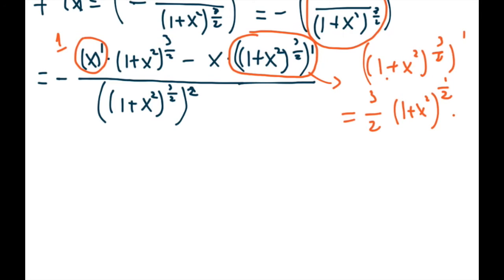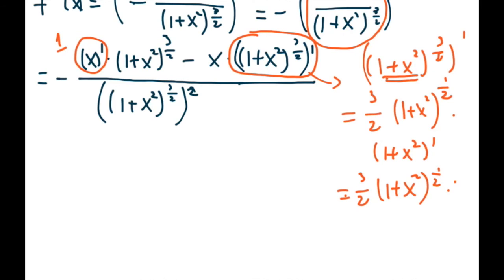And then we can see this inner part is another function in terms of x. So we're going to take the derivative of 1 plus x squared, and then combine everything together. It is 3 halves times 1 plus x squared to the power of 1 half, and then times 2x. Okay, because the derivative of this part is just 2x. So we can see we have 2, and this 2 in the denominator cancelled. It is just 3x times 1 plus x squared to the power of 1 half.